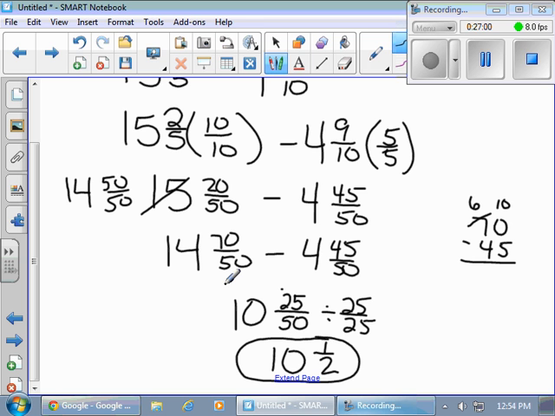Okay? Questions? That's probably your hardest part right there, is the borrowing part and adding the extra pieces back. Okay?